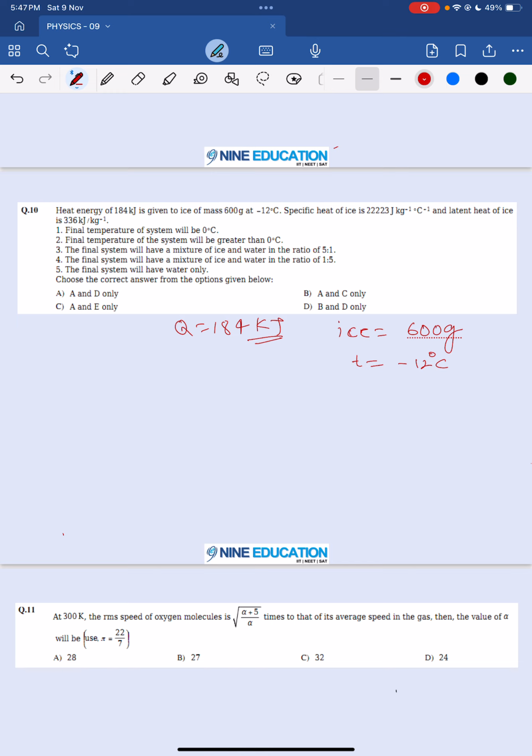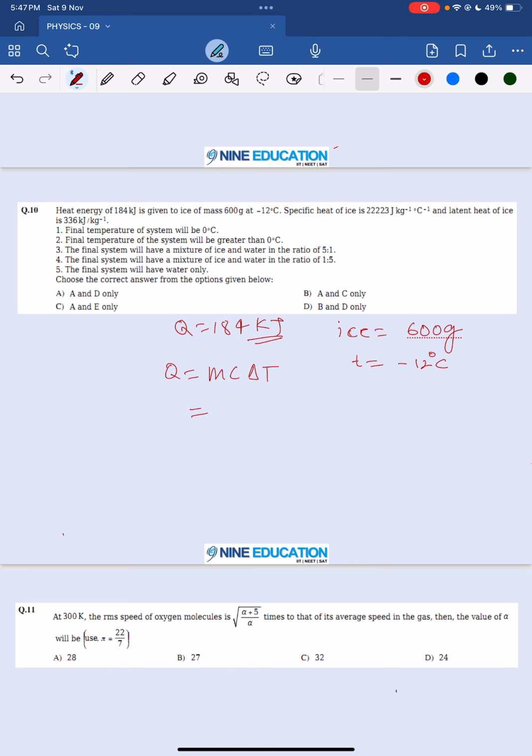So basically, while looking at the options, I am able to understand they are giving heat and some amount of ice is being melted and some amount of water is still there, or maybe all of the ice is melted, maybe everything is at a different temperature. So we just need to figure out. We'll do one thing, we'll just figure out how much heat is required to change the ice at minus 12 degrees Celsius to 0 degree Celsius ice.